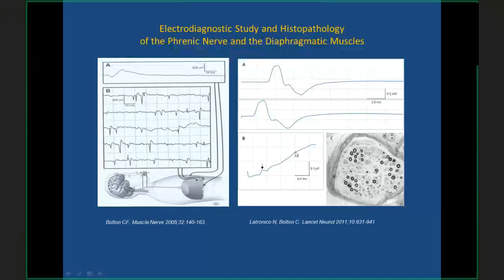Another study was even more aggressive. They compared the normal phrenic nerve to the patient's phrenic nerve, and you can see the amplitude significantly reduced. They even did a partial phrenic nerve biopsy, which shows significantly reduced nerve fibers. So basically, in CIP patients, the phrenic nerve and the diaphragm are involved.